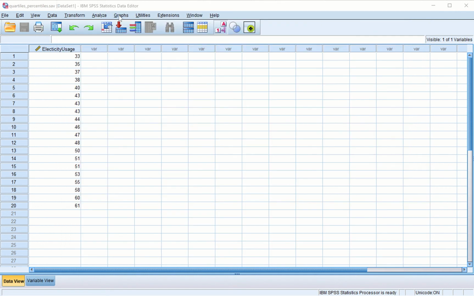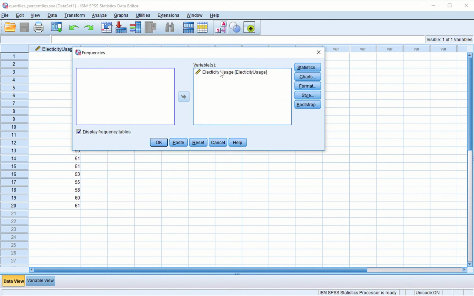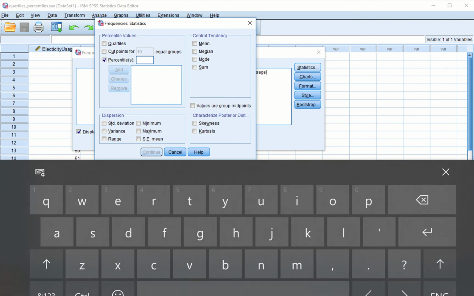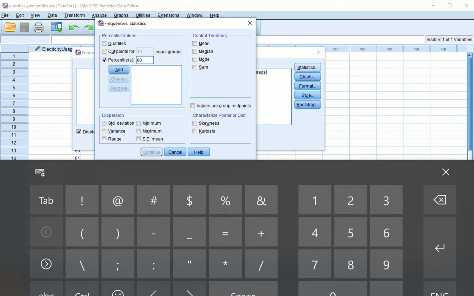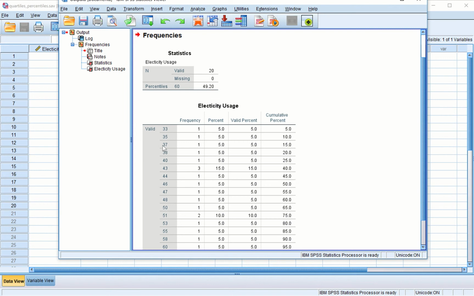To compute P60, I will go to Analyze, Descriptive Statistics, Frequencies, and SPSS has remembered our variable choice from last time. I will go to Statistics, and this time I will pick percentile, and here I will type 60 and press enter over here. And I will add it, and I will click Continue. I will click OK, and P60 is 49.20.